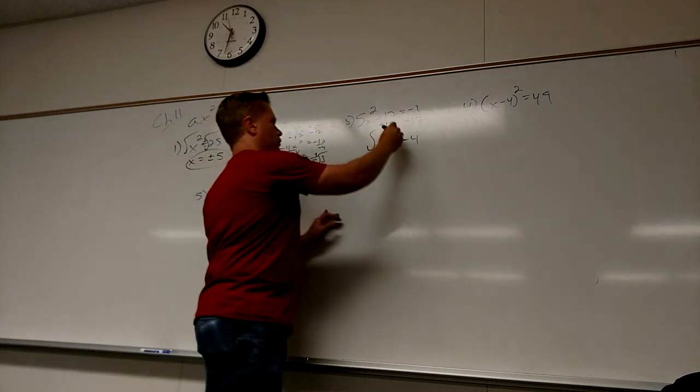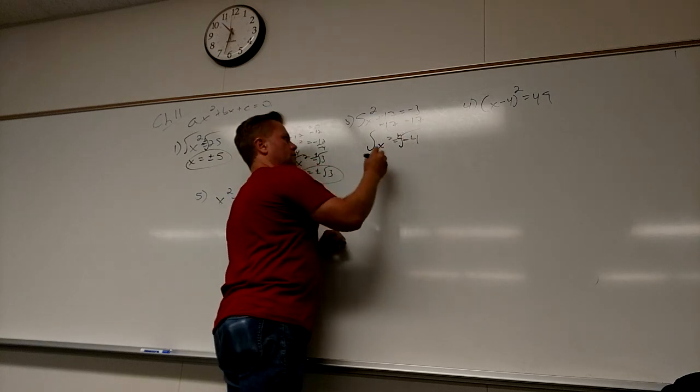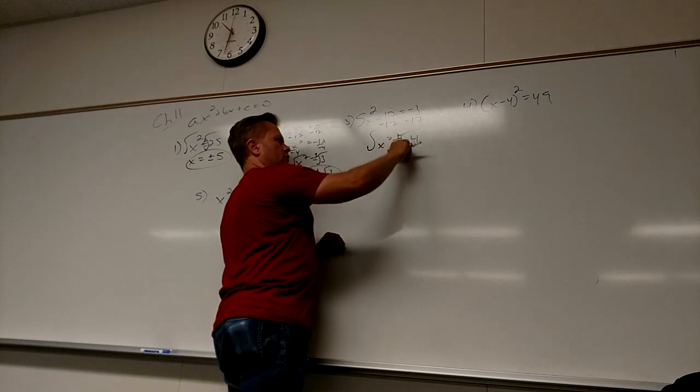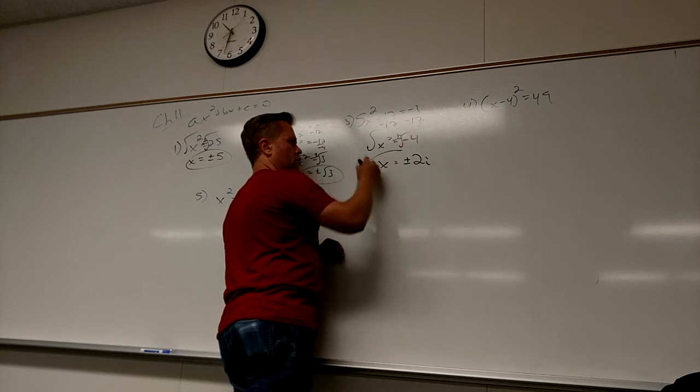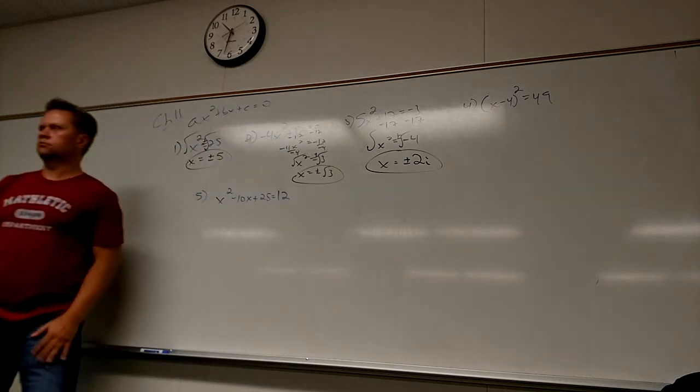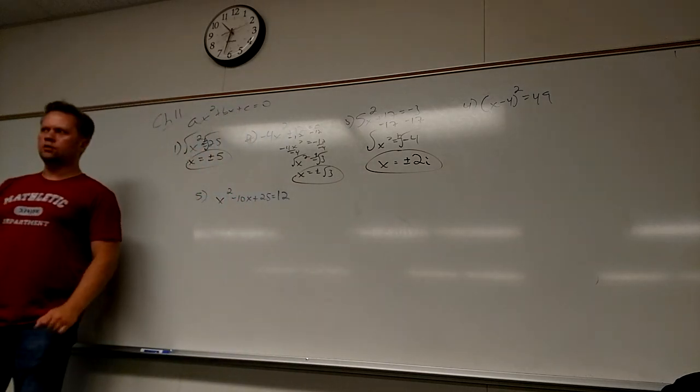Square root, plus or minus. The square root of negative 1 is i. The square root of 4 is 2, so you get plus or minus 2i. Is that all right?